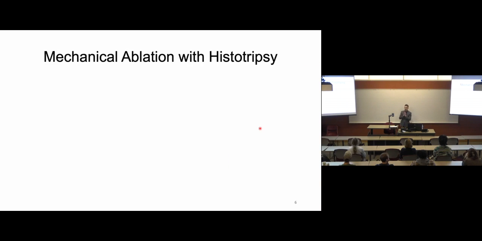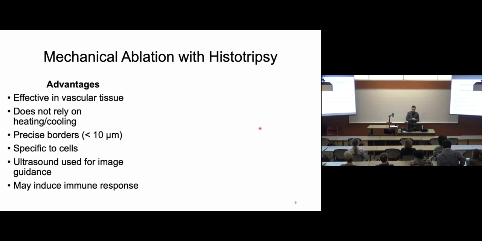So I've posed this mechanical form of ablation with bubbles as an alternative to thermal ablation. What are the relative advantages and disadvantages? In terms of advantages, one limitation for thermally ablative therapies is that they are restricted to tissues with poor perfusion. Highly vascularized tissue, highly vascularized tumors act as a heat sink. It's very difficult to heat them up. With histotripsy, it doesn't really matter because it doesn't rely on heating or cooling. It's purely a mechanical effect. It's effective in these highly vascularized tumors.